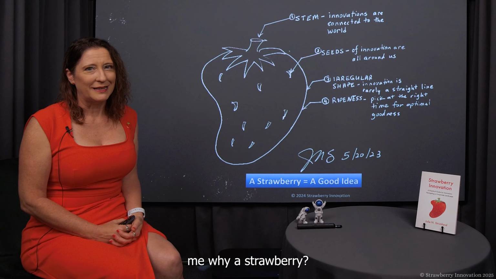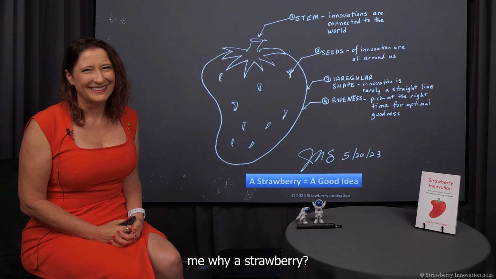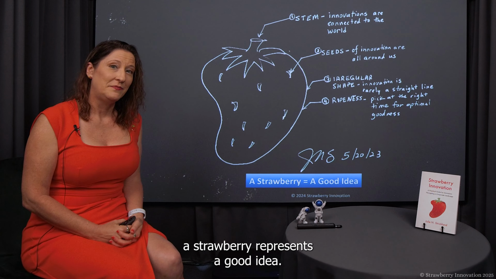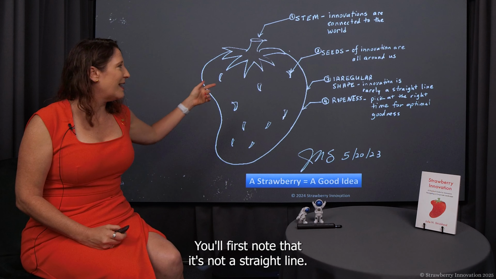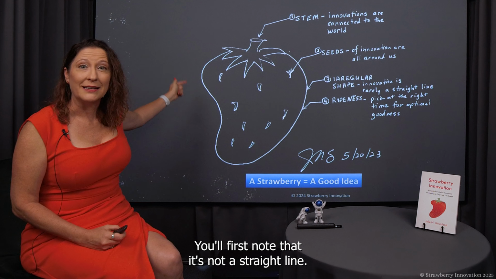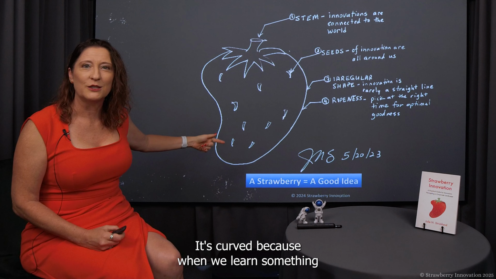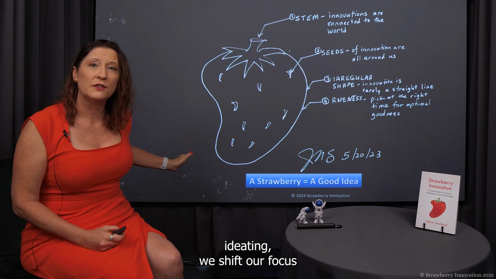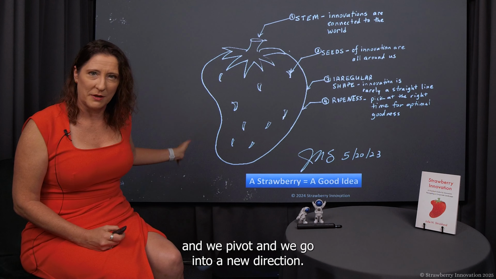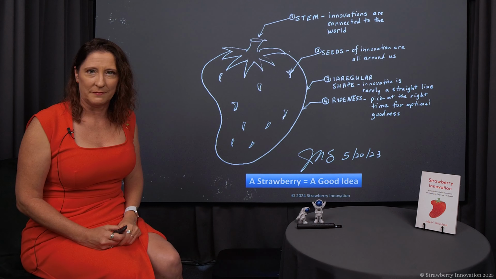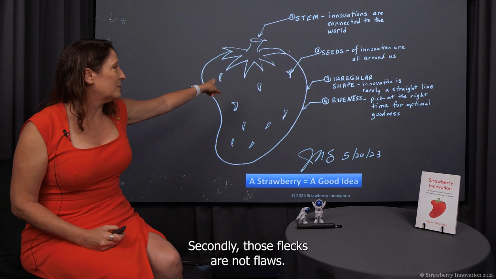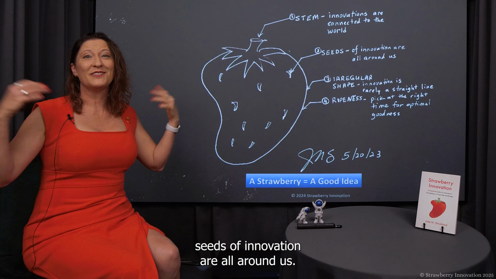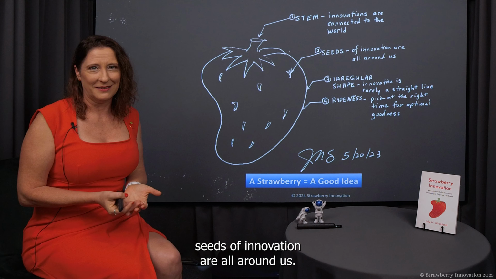Most people ask me, why a strawberry? Well, my friends, a strawberry represents a good idea. You'll first note that it's not a straight line. It's curved, because when we learn something, ideating, we shift our focus and we pivot and we go into a new direction. Secondly, those flecks are not flaws. Those are actually seeds, and the seeds of innovation are all around us.